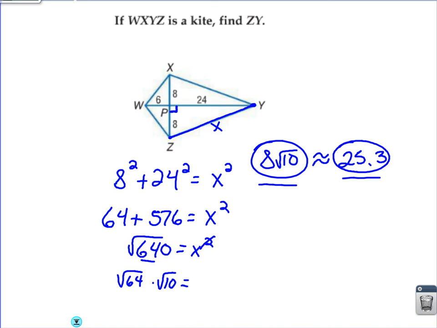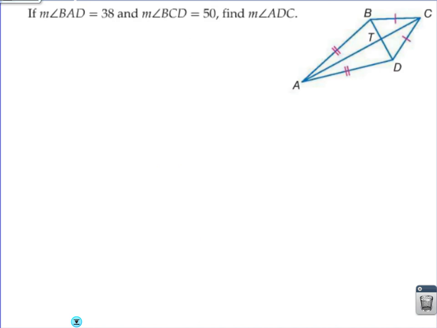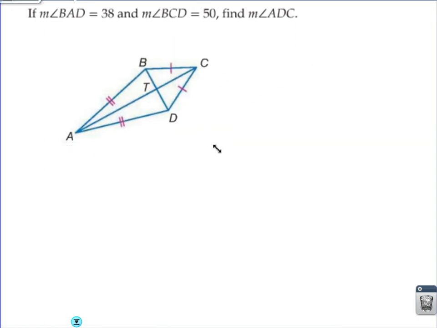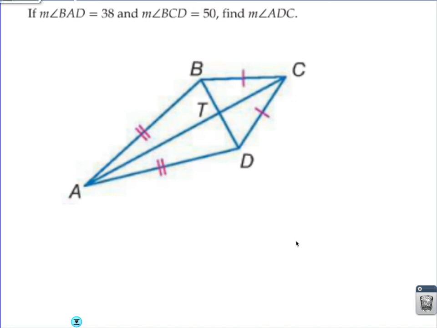Okay, moving on. Diagonals are perpendicular, don't forget it. If the measure of angle BAD, there we go, is 38, BAD, the whole thing is 38. The measure of BCD, the whole thing, is 50. Find the measure of angle ADC. Is this not the same thing we did a while ago? Yeah, this is a duplicate problem. There's more information given here than we have to know. Well, that's a kite. That's what this tells us.